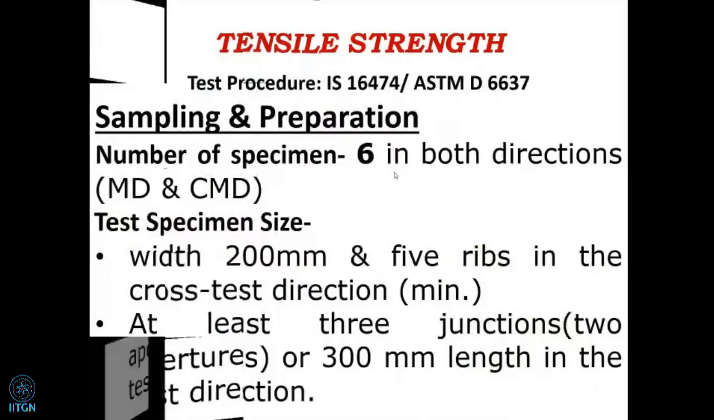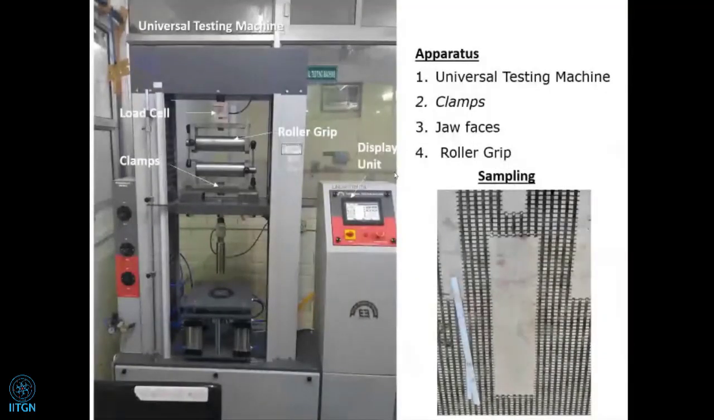Now, we have to cut the specimen as per the size mentioned in the code. This is the universal testing machine we have already discussed in the last lecture.